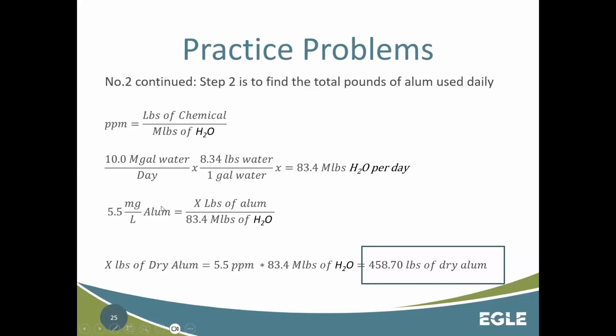So we have, again, we're flipping back and forth between ppm and milligrams per liter. 5.5 ppm times 83.4 million pounds of H2O is going to get us 458.7 pounds of alum. That's how much they will be using in a day if they treat 10 million gallons and they have a target dose of 5.5 milligrams per liter as alum.